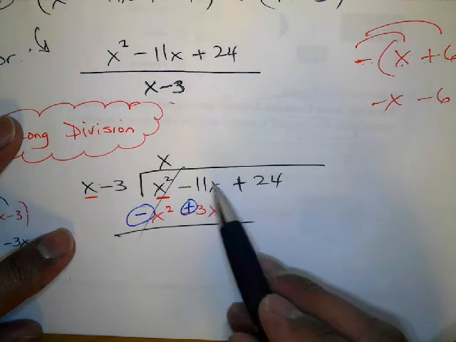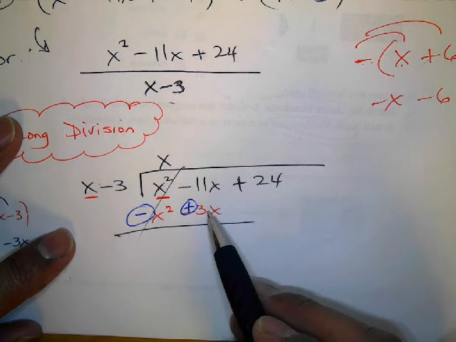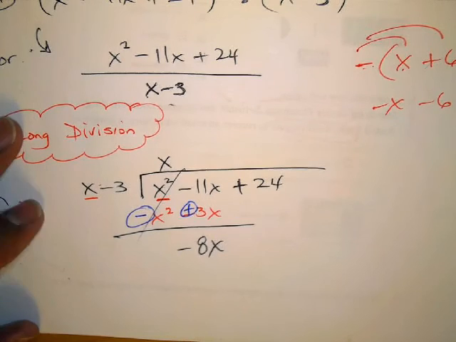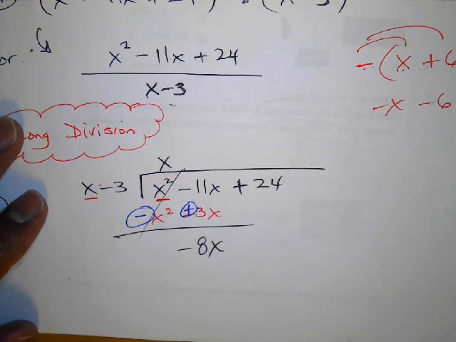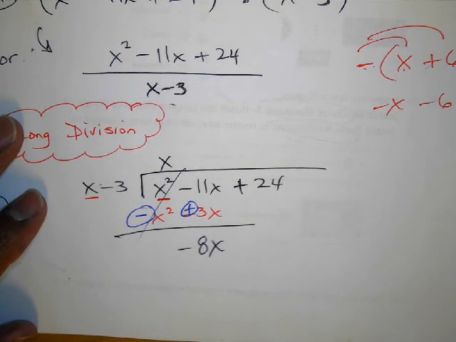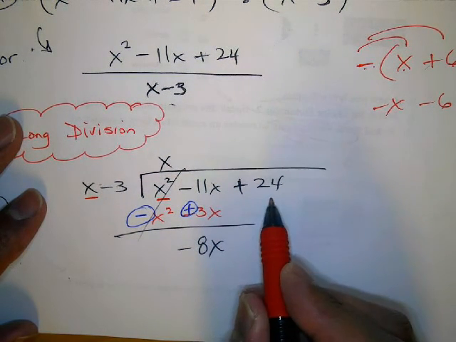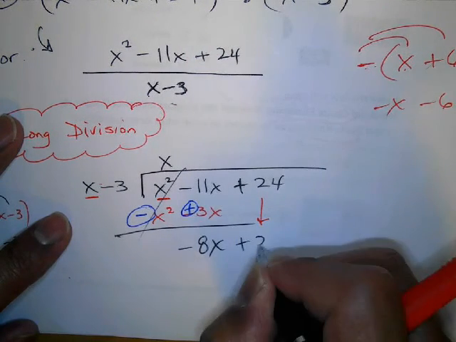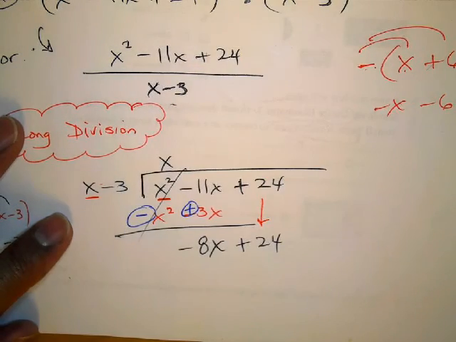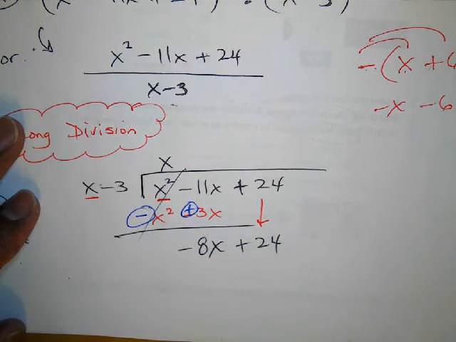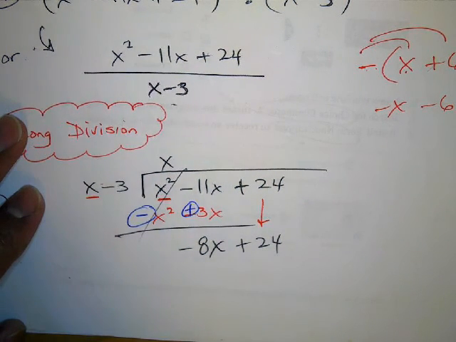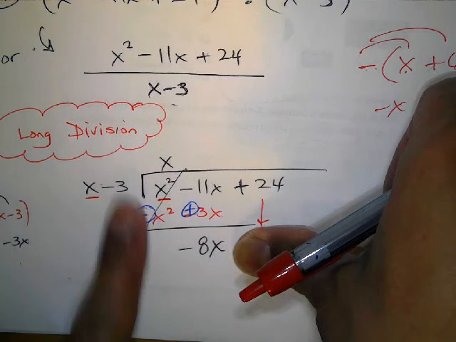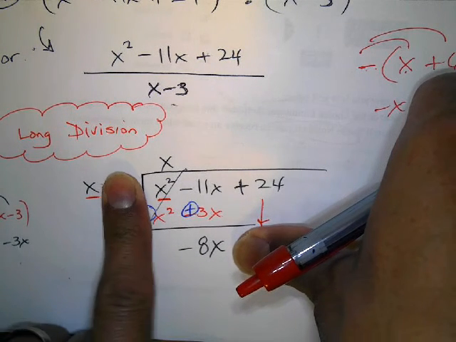Now, a positive x squared and a negative x squared will cancel out. And now what's negative 11x and a positive 3x? That's negative 8x. That was the first round. We're not done, right? Because there's this number I have to drop down and put it right there. So now it's negative 8x plus 24.